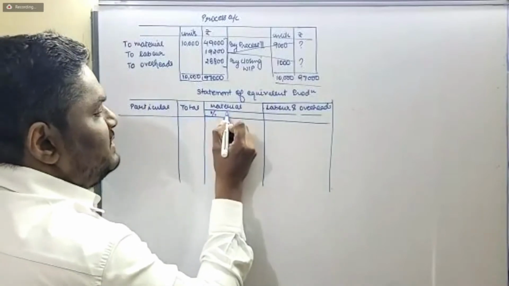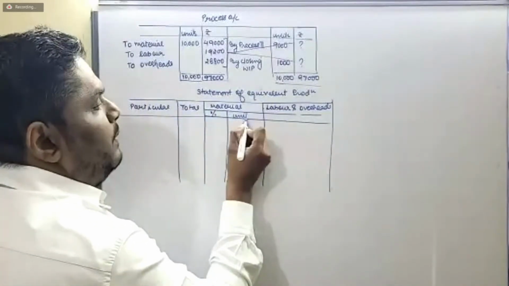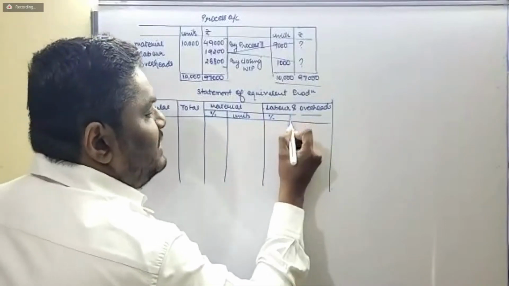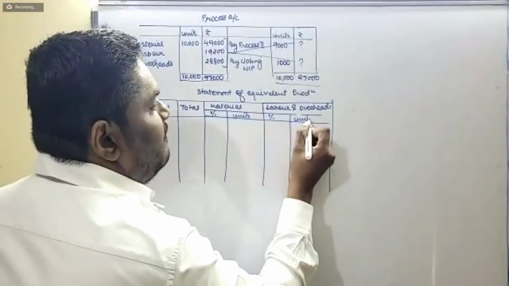How much percentage it is complete and equivalent number of units?